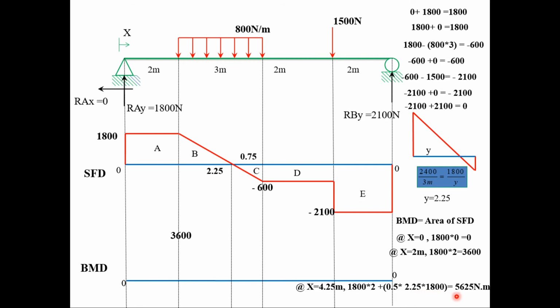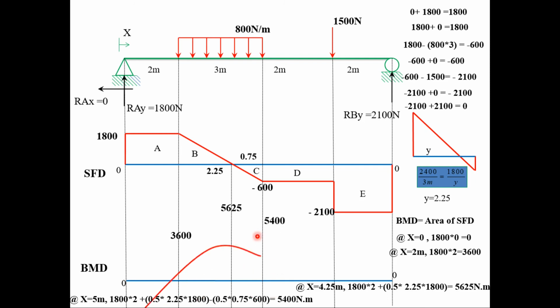At x equals 5 meter, we'll have the area of region A plus the area of region B minus the area of region C, since region C is located below 0. So it will be the area of region A, 3600, plus 5625 minus half, the base is 0.75, the height is 600. So we'll have 5400 Newton meter. So this will be the bending moment diagram up to x equals 5 meter.